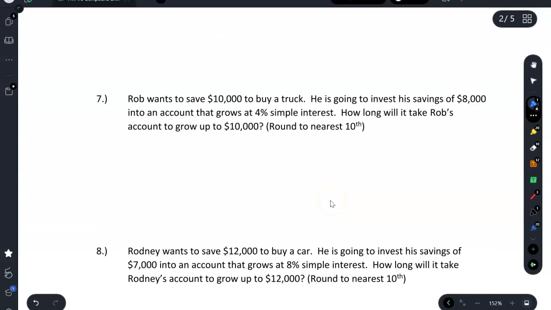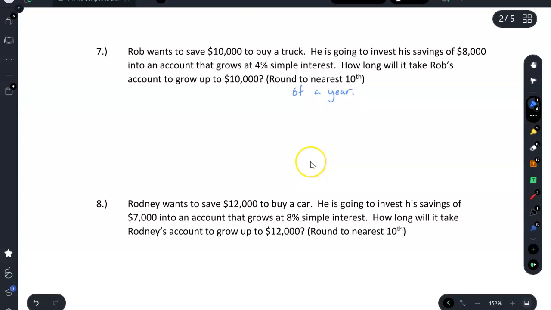So for 7, it's going to be a little bit different. I have Rob wants to save $10,000 to buy a truck. He's going to invest his savings of $8,000 into an account that grows at 4% simple interest. How long will it take Rob's account to grow? And I want you to round your answer to the nearest tenth of a year, and it'll produce the answer in years. But the same for y'all with number 8. Just round this to the nearest tenth of a year.